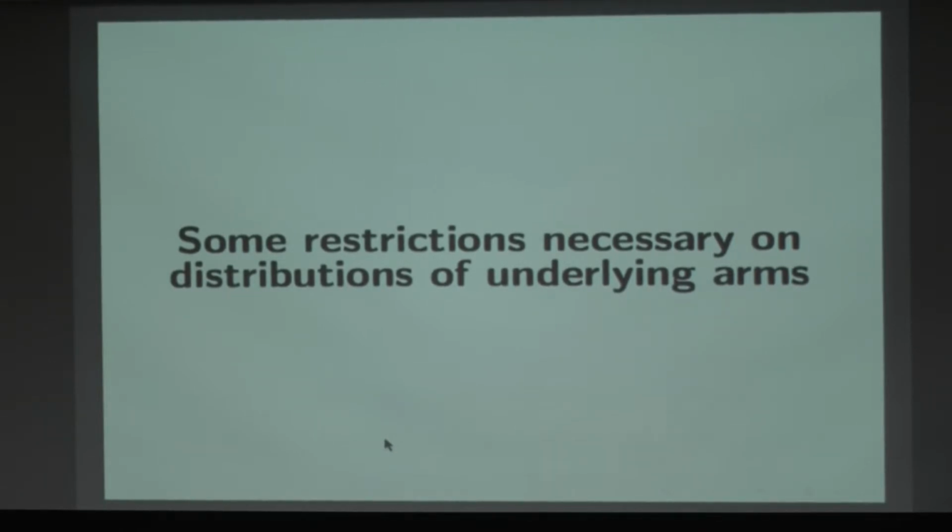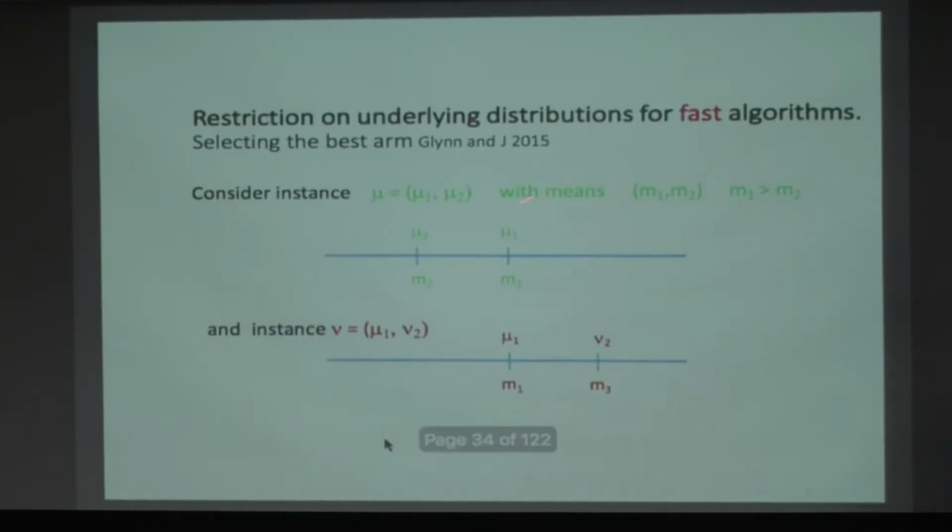So why do we need to make those assumptions? I'll just give some motivation for this. Some restrictions are going to be necessary on the distribution of underlying arms, because otherwise you can't draw any conclusions at all. The problem becomes too hard. The big picture I'm saying is that you can come up with two distributions which belong to different partitions and whose Kullback-Leibler divergence is arbitrarily close. So you really can't separate them. The amount of effort required is going to be infinite. This is my work with Glenn, some restrictions on underlying distribution for fast algorithms.